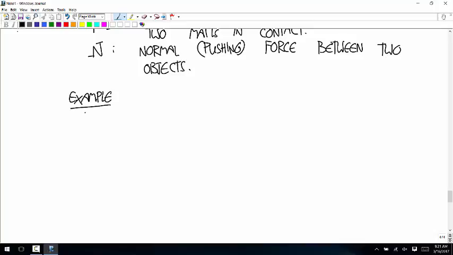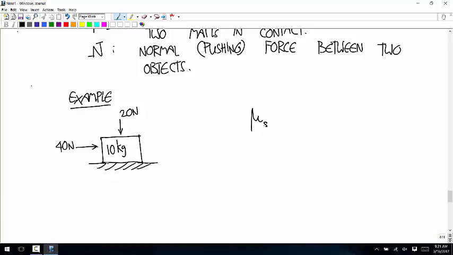Okay, so all right, let's say that there's a 10 kilogram box, and you apply 40 newtons like that, and 20 newtons down, and the coefficient of static friction between the box and the ground is 0.4. Oh, I didn't say that.